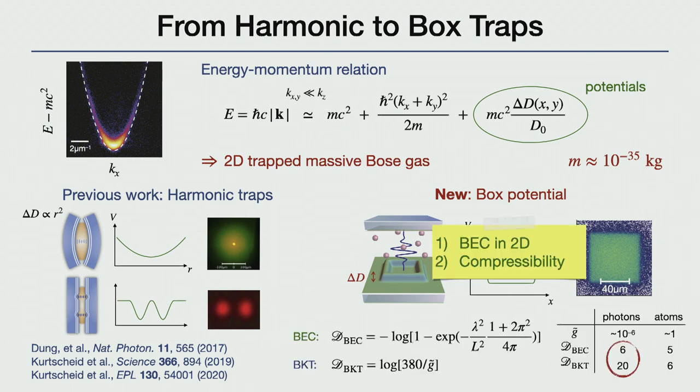Now what is interesting to study here are two things. First, what about Bose-Einstein condensation in two dimensions? We all learn that in two dimensions there is no Bose-Einstein condensation because the Mermin-Wagner theorem basically tells us that thermal fluctuations destroy long-range order. And of course this is a finite-size system, so the question is, can Bose-Einstein condensation be restored in this setting?